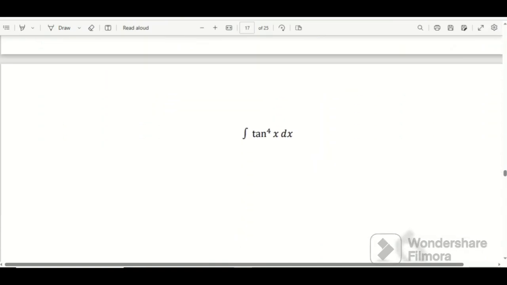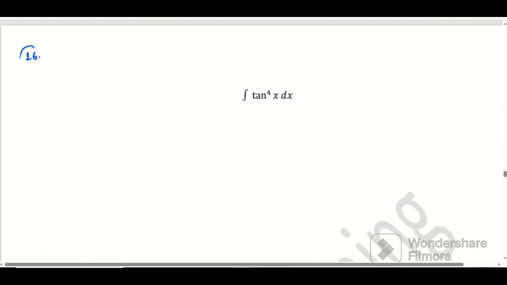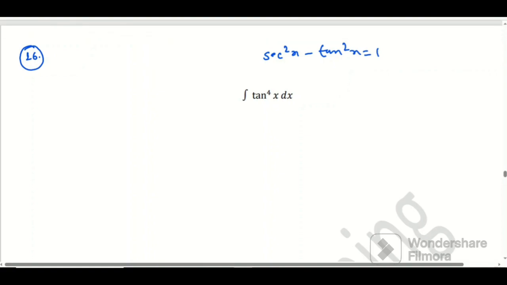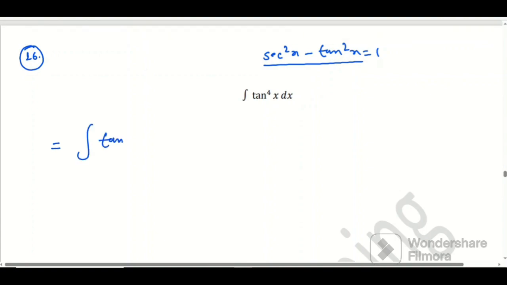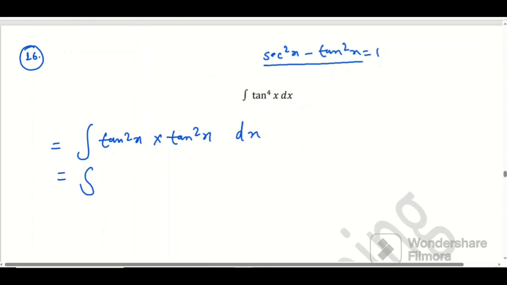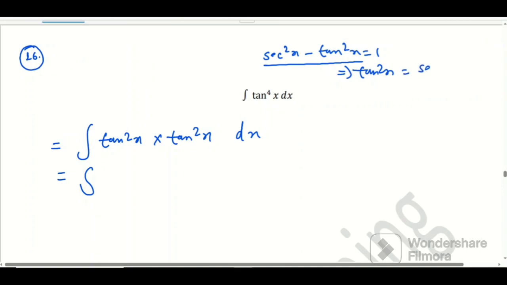Now we are moving on to 16 number. We have integration of tan to the power 4x dx. So again we'll apply here sec square x minus tan square x equal to 1. We can apply this also. So now we have tan square x into tan square x into dx. So we can write tan square x equal to sec square x minus 1.